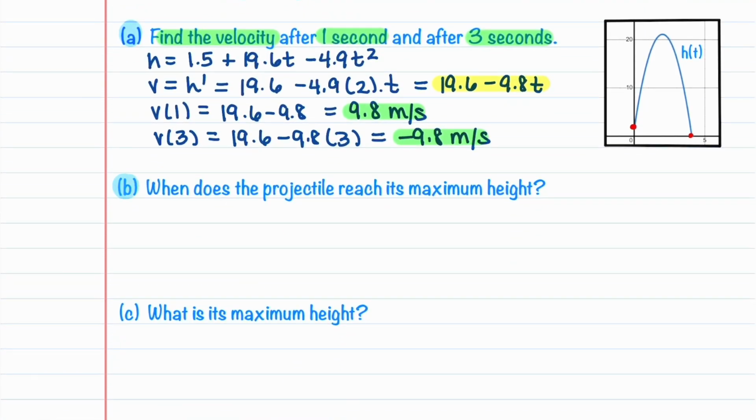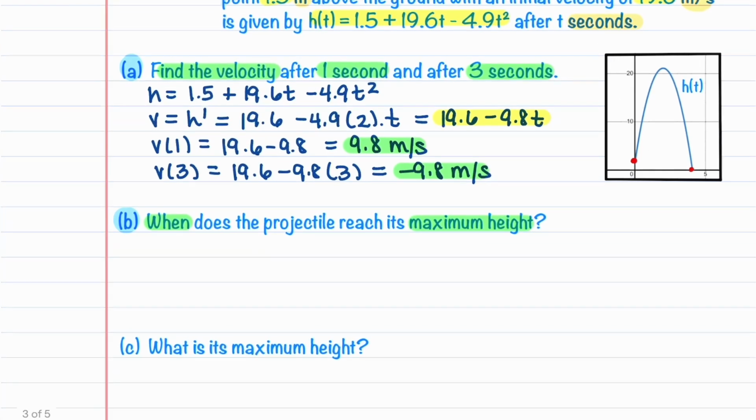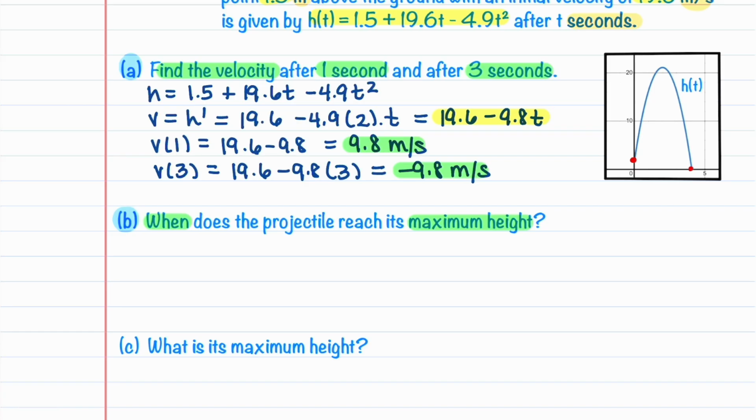This leads into part B, where we are going to find when does the projectile reach its maximum height. And whenever you have the word when, that means you're going to be solving for t. Our projectile is going to reach a maximum height when the velocity is 0. If we look over here on our graph, it's going to be at this point right here where the slope is equal to 0 because the slope is the derivative and the derivative is the velocity.